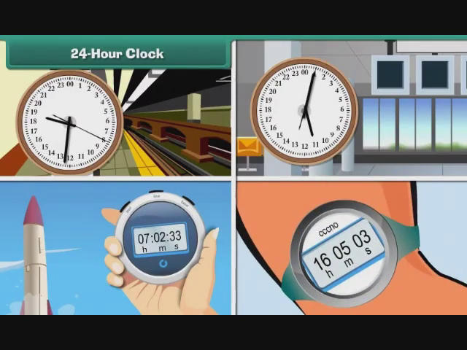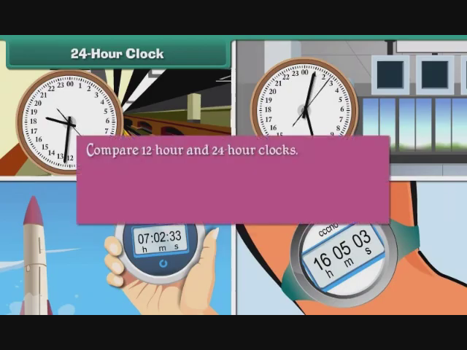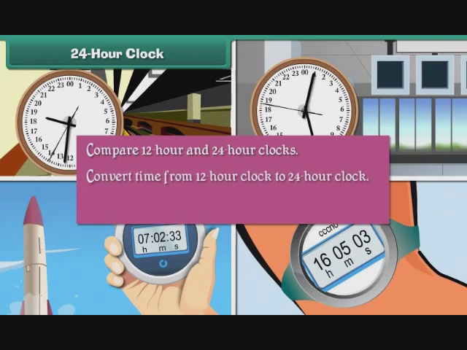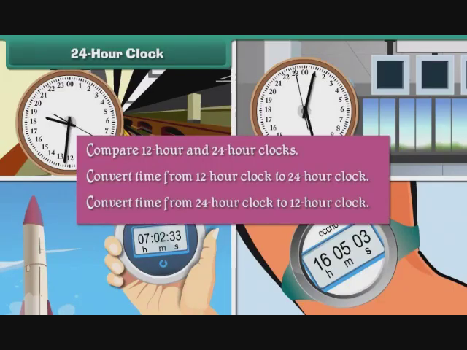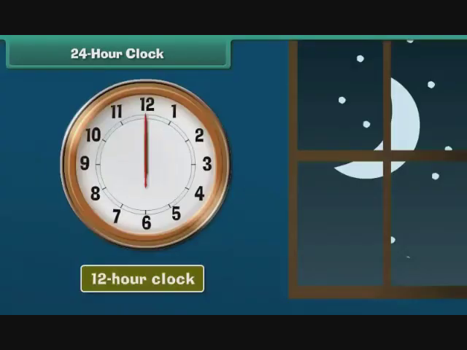In order to understand it better, let us compare 12-hour and 24-hour clocks. Convert time from 12-hour clock to 24-hour clock. Convert time from 24-hour clock to 12-hour clock. Let us learn in detail.